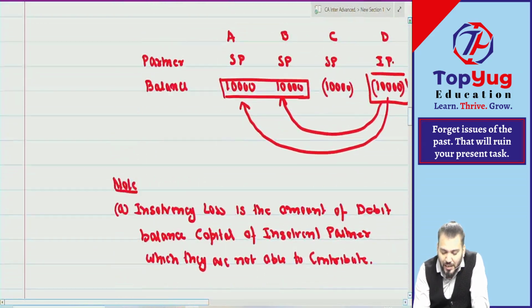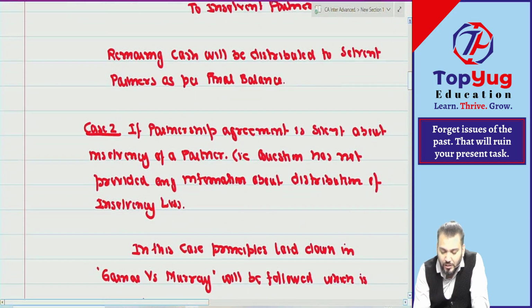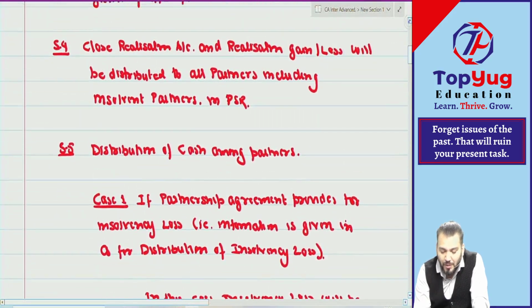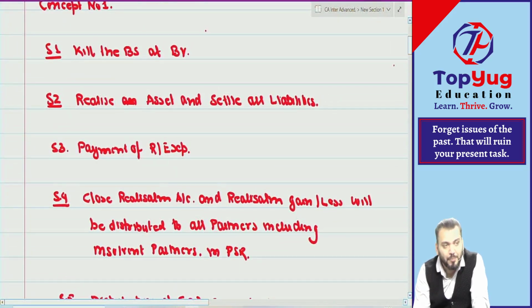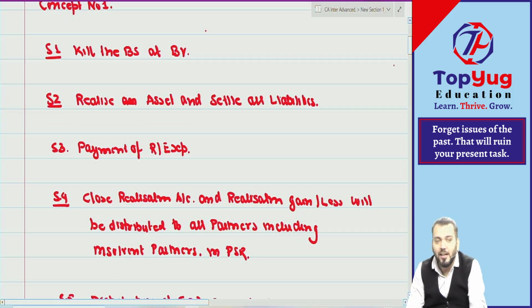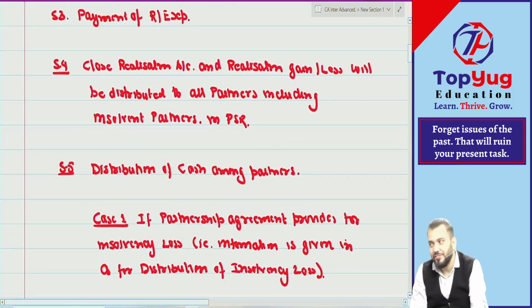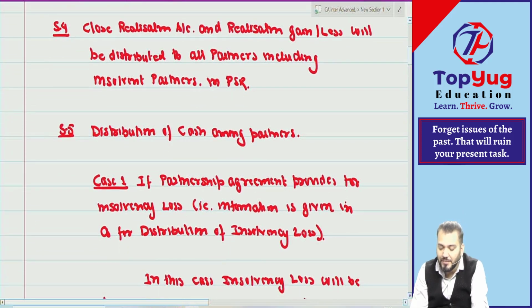So, now we have understood that in case of insolvency, there may be dissolution. Whenever dissolution, we need to close the books of account. So same concept number 1 will be applicable. So first step is what? Close the balance sheet at book value. Second, realize asset and settle liability as per the information given in the question. Then payment of realization expenses. Then close realization account. The last step will change in this concept. So step number 5, distribution of cash among partners.